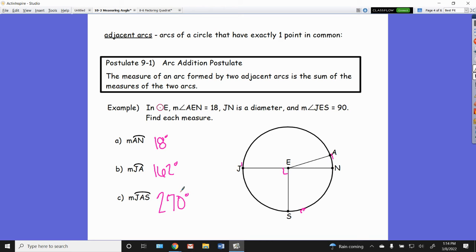Okay, so that's just one example of how we'll use the arc addition postulate. Very simple. Any questions? I feel like most everybody understood that.